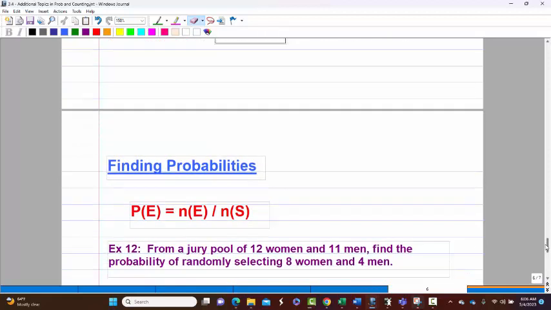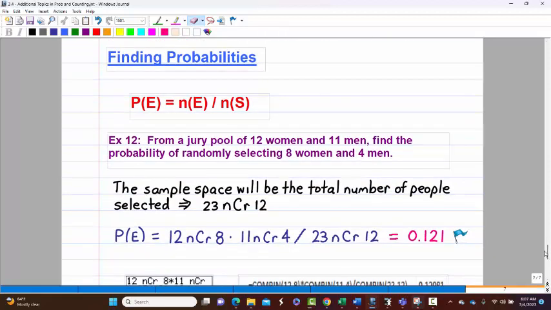Wonderful. We can also find probabilities doing this kind of stuff. What's the probability of some of these events? The difference is the numerator, you'll still be multiplying combinations together, but you'll be dividing by the total number of choices.